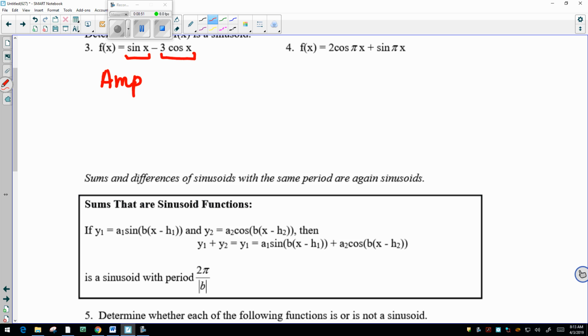So, sorry about that, wrong one. What's the period? The b value. So the b value is 1 for the sine curve. The b value is 1 for the cosine curve, meaning they would have the same period. Okay, if we look over at example 4, the b value is pi for both. So what does that mean? They have the same period. So sums and differences of sinusoids with the same period will be sinusoids again.